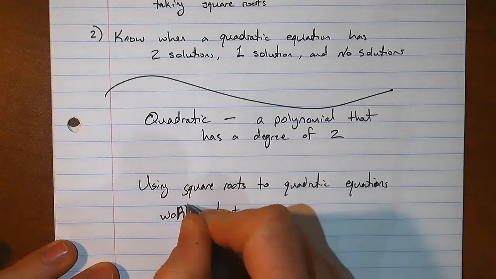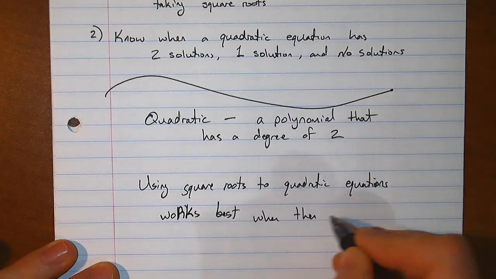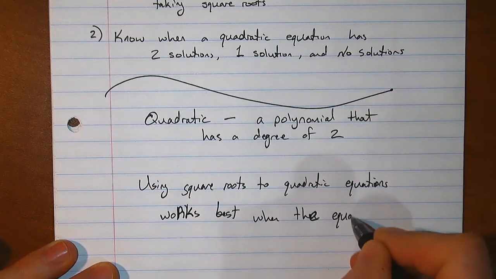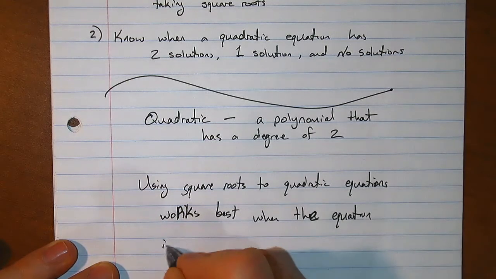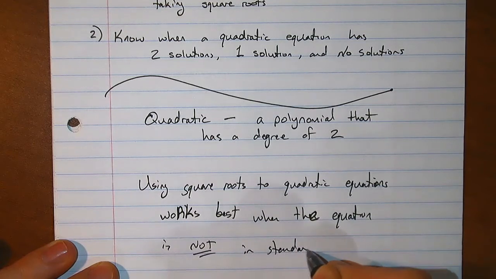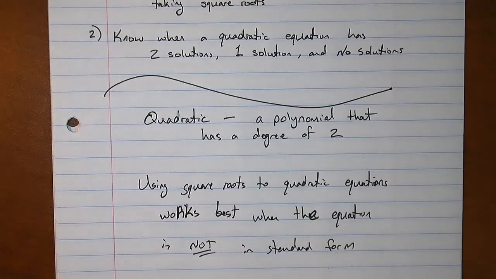It works best when the equation is not in standard form. Today, the equation is not in standard form. We will talk about other methods where you have to be in standard form. So remember, standard form is when it's completely simplified. There's no parentheses left, all the like terms have been combined together, and the exponents go in order from the biggest to the smallest. Okay.